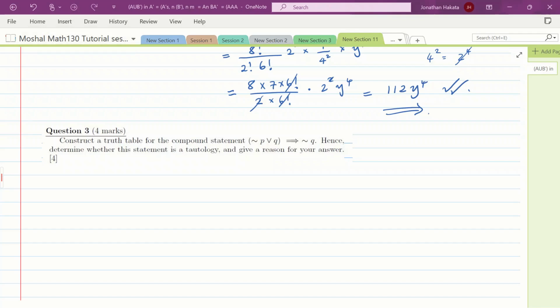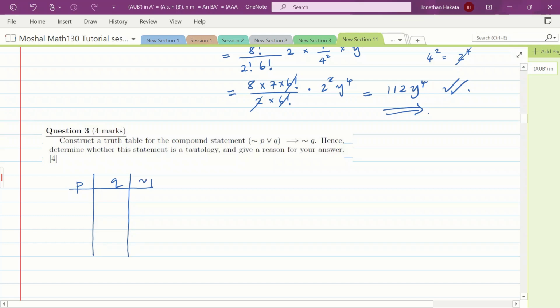So the best way to do this, you remember, we said you draw your table. Always you have your inputs P and Q. What else are we going to need? We will need a node P. So node P will be right here. And also we will need node P or Q. Node P or Q.